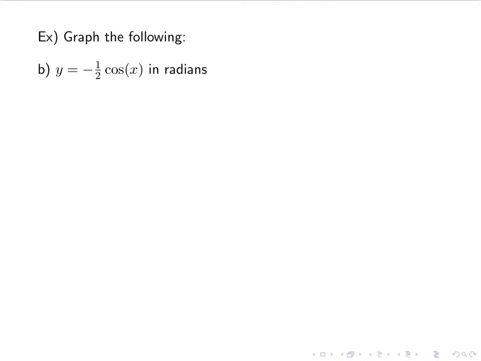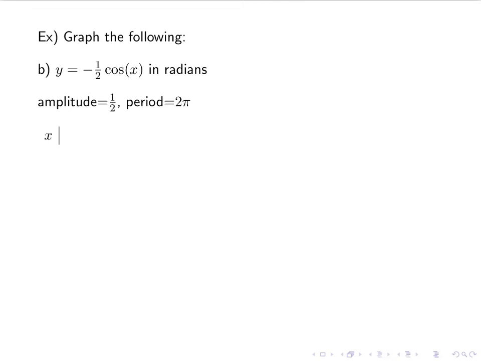Let's try another one. y equals -1/2 cosine of x in radians. So I start by finding my amplitude and my period. So my amplitude, again, is the absolute value of A. So A is -1/2. The amplitude is +1/2. Again, it's a distance. It has to be positive. My period, if it's in radians, is 2 pi divided by B. And again, here B is 1.